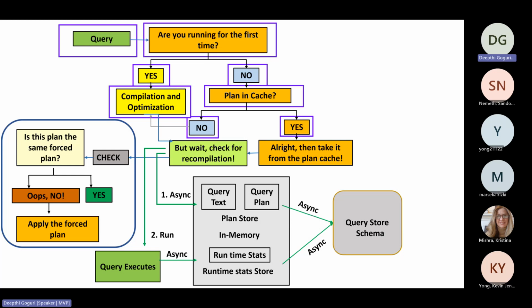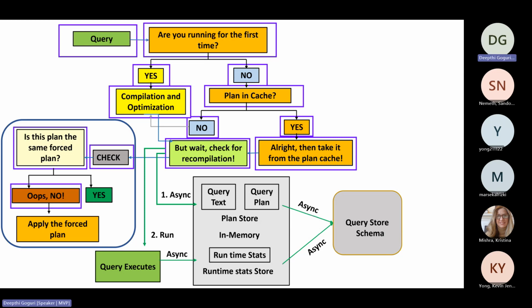But if it is already in the cache, then it will go ahead and use that plan in the cache. But do you remember we thought this particular query already has a forced plan on top of it, right? So it will go ahead and check for the recompilation. Now, what will happen during this phase? It will check whether the plan that it has taken from the cache, or the plan that has just been compiled, is the same as the forced plan, because inside the query store we have the forced plan. So it will compare and check if it is similar to the forced plan.